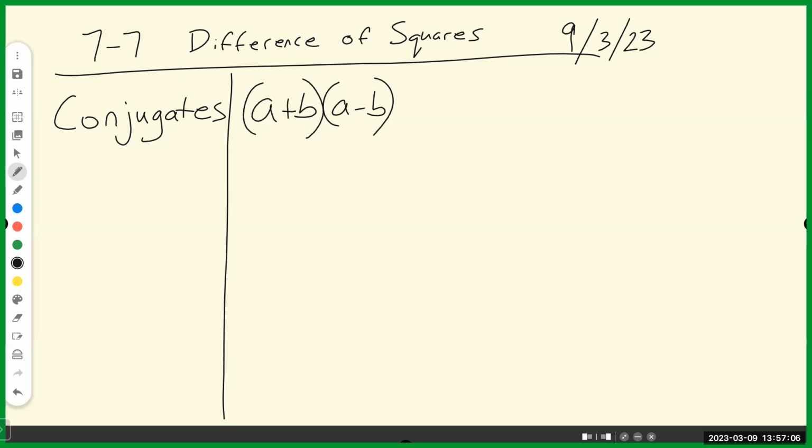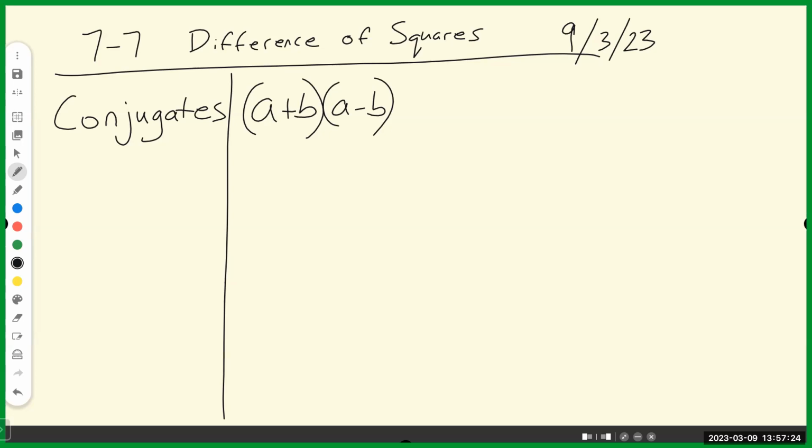The definition of a conjugate just means they're the same thing, A and B, the only difference is the sign in the middle. It switches. It can be minus times a positive or positive times a negative. It doesn't matter the order. They just have to have different signs in between them. That's a conjugate. What if they have the same sign? If they're the same sign, then it's a square.